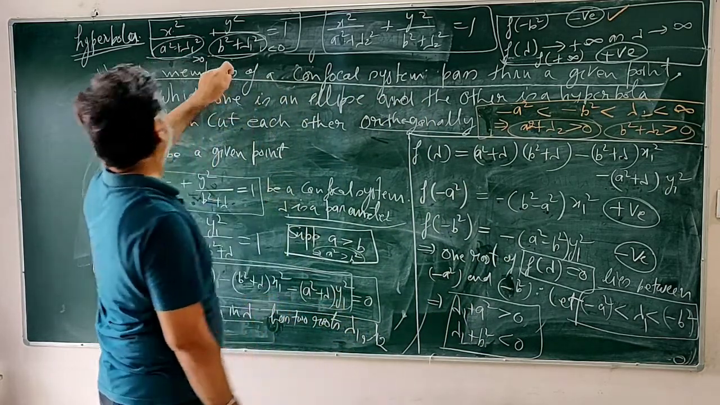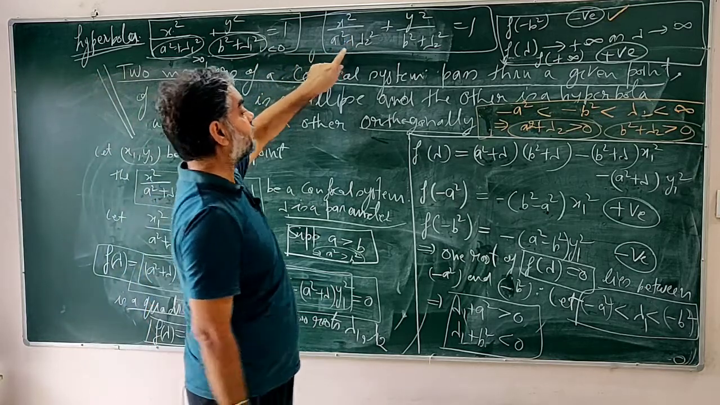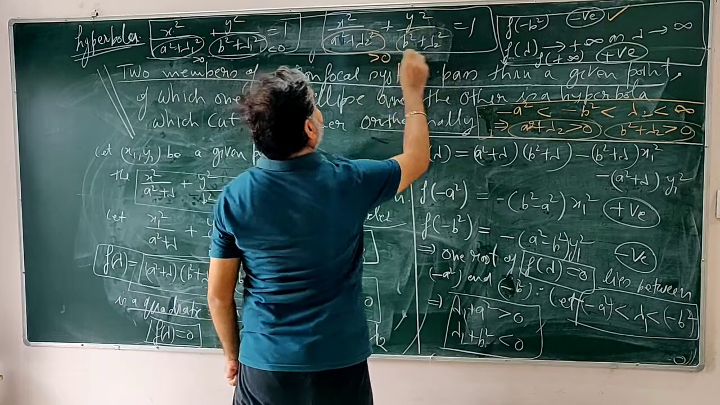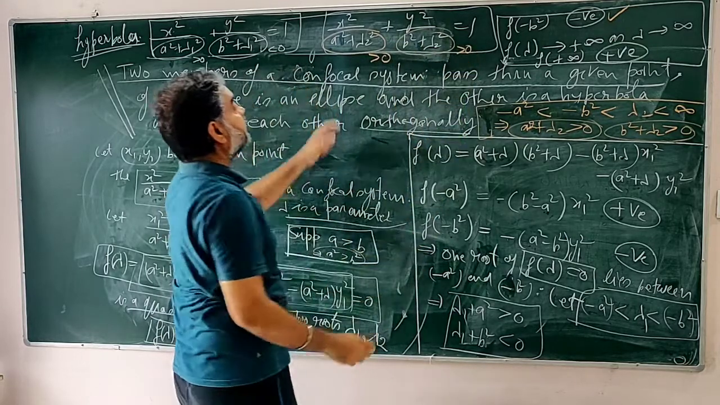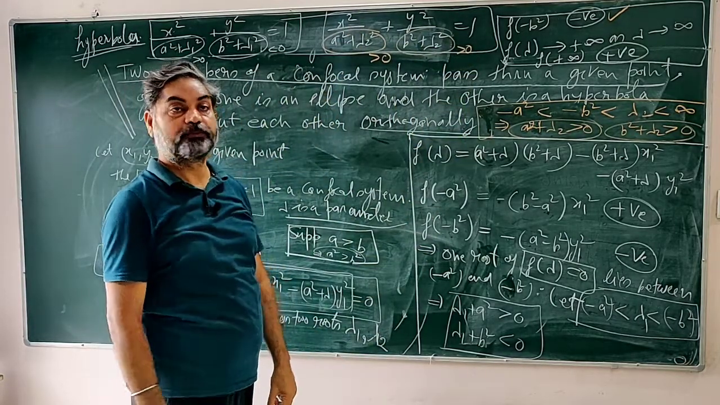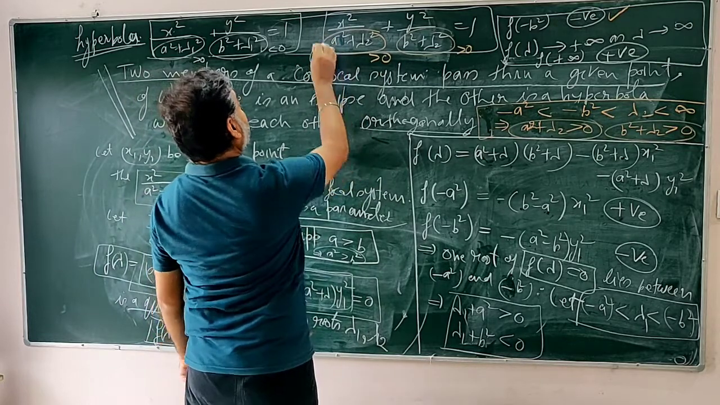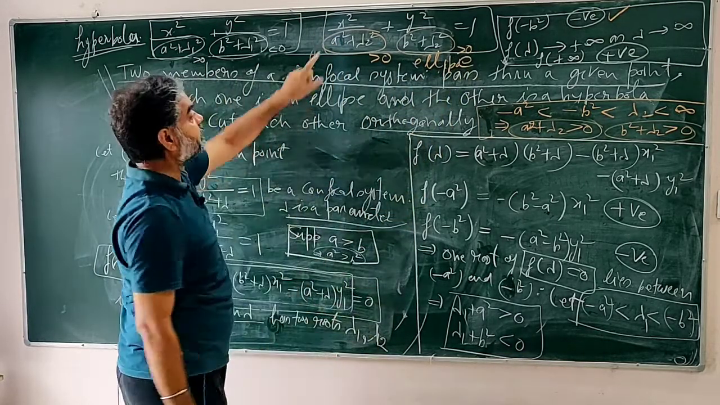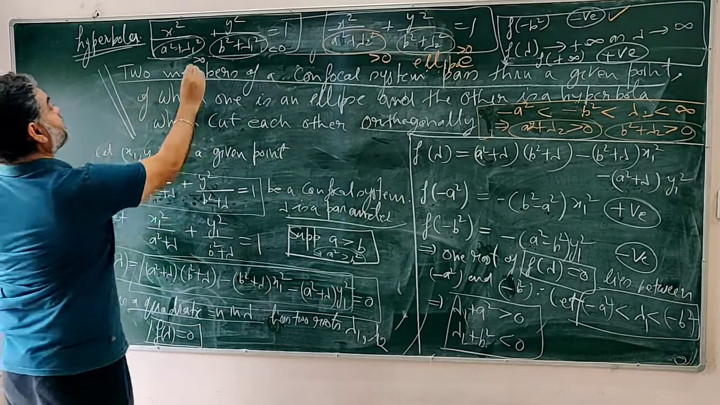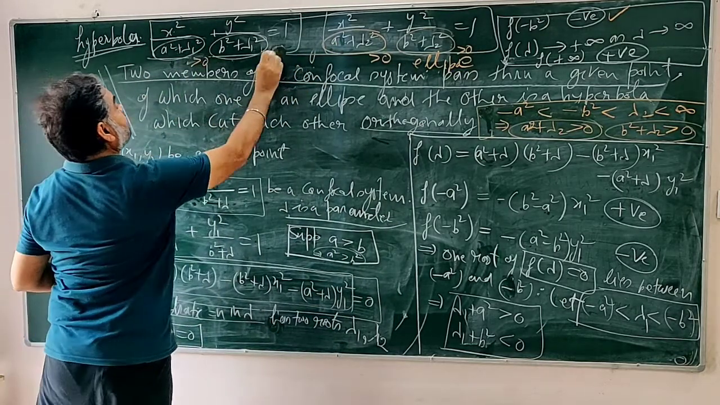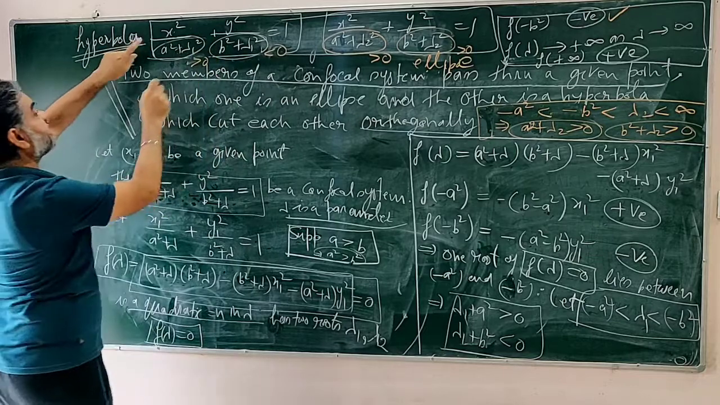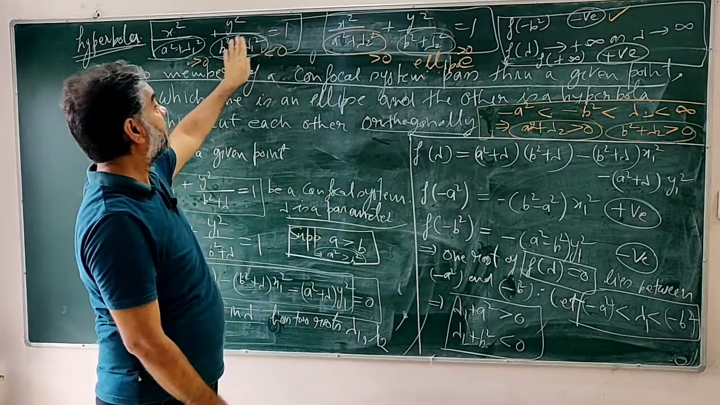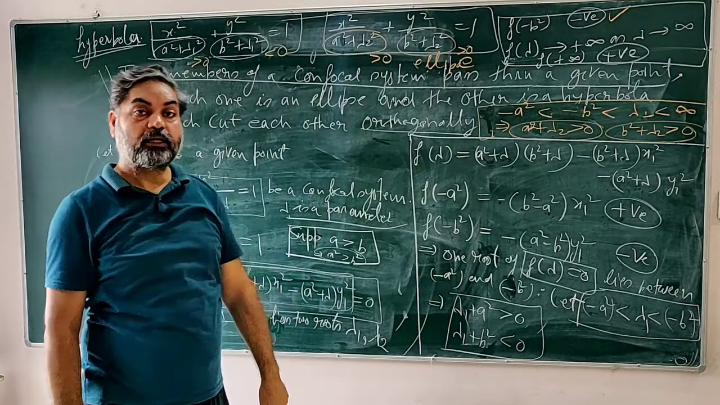So in the other conic, a square plus lambda 2 is positive and b square plus lambda 2 is also positive, and that means this is an ellipse. And this one, because here this is positive and this is negative, is a hyperbola. So one of the confocal conics is a hyperbola and the other confocal conic is an ellipse.